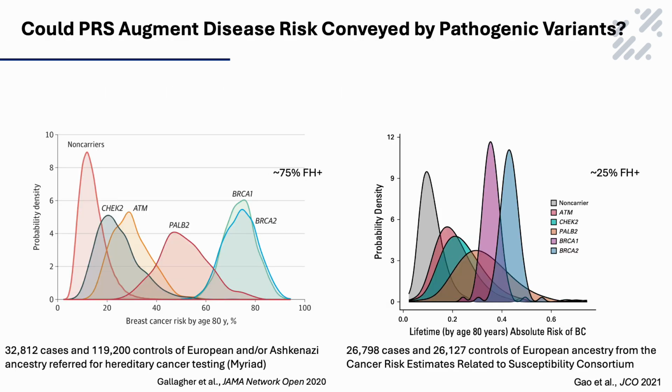There are a couple of really nice examples in breast cancer where the effect of PRS on breast cancer has been shown to be augmented by carrier status for rare pathogenic variants. Looking at this figure on the left, you can see the breast cancer risk by age 80 among CHEK2 carriers, shown by the dark blue curve. Absolute risk can range from about 5 percent in CHEK2 carriers who have a low PRS, all the way up to about 60% in CHEK2 carriers who have high PRS.